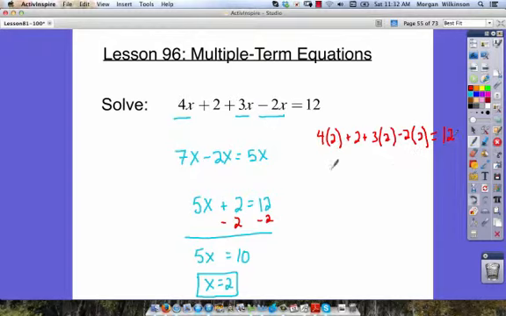Let's see if that's right. 4 times 2 is 8. 8 plus 2 plus 3 times 2 is 6. Minus 2 times 2 is 4. Well, is that equal to 12? Let's see. 8 plus 2 is 10. And 10 plus 6 is 16. And 16 minus 4, that is definitely equal to 12. We know we got our answer right. We can box it and move on to our next question.